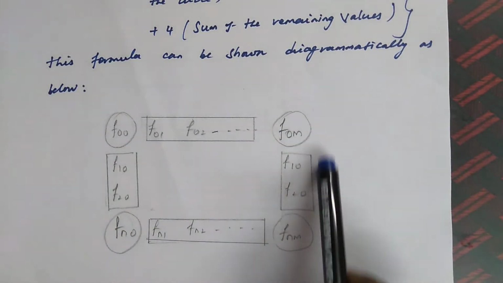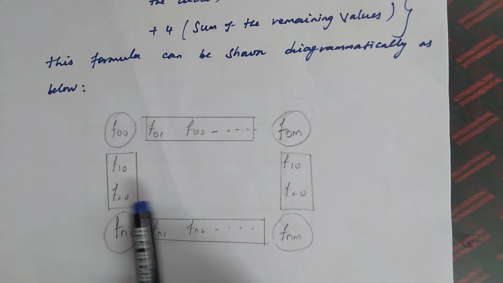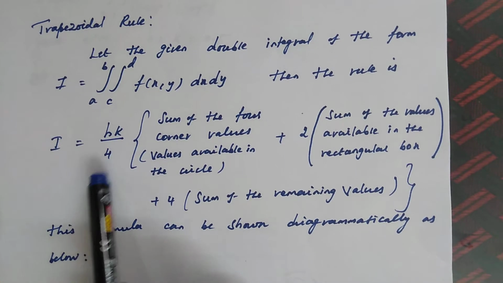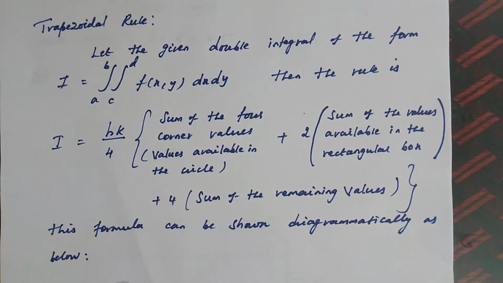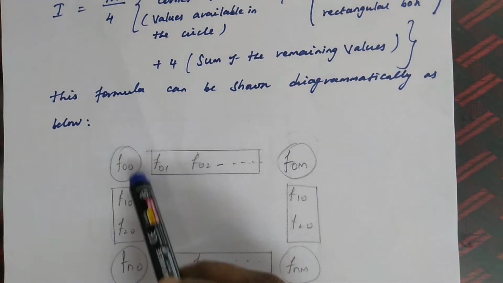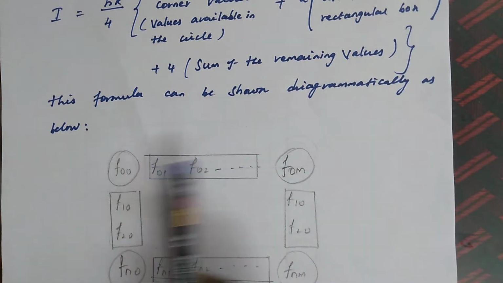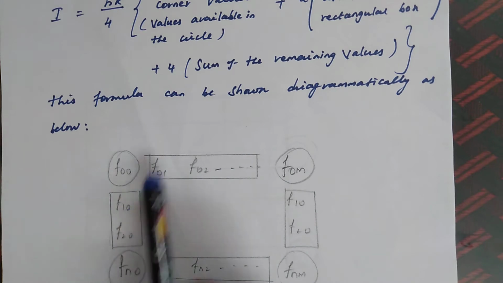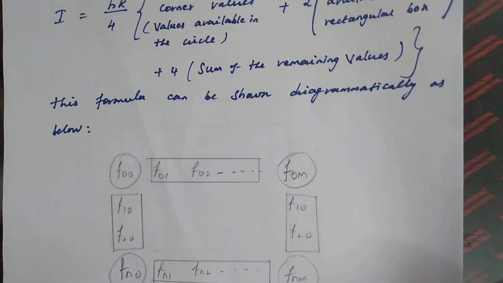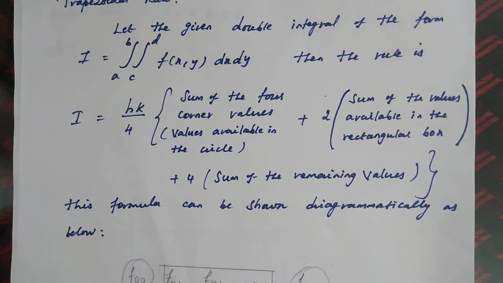If we make the values in a table manner, we get the corner values in the circle, the values in between in the rectangular box, and the remaining values in the middle. That is why, to remember the result easily, we have written it like this: I equals hk by 4 into the sum of the four corner values, that is the circle values, plus 2 into the sum of the values in the rectangular box, that is in between the circles, plus 4 into the sum of the remaining values, the center values. When we are doing the problem, we can easily understand the result. So this is the result under the trapezoidal rule.